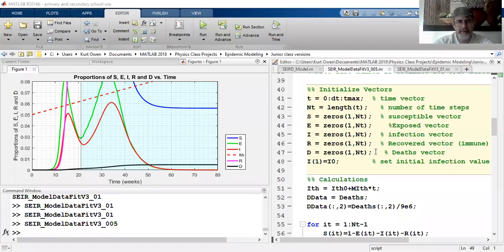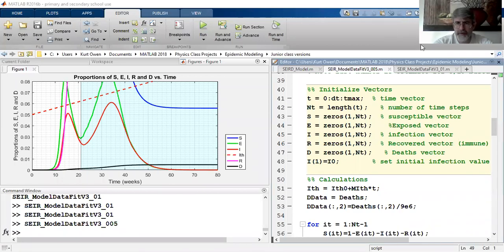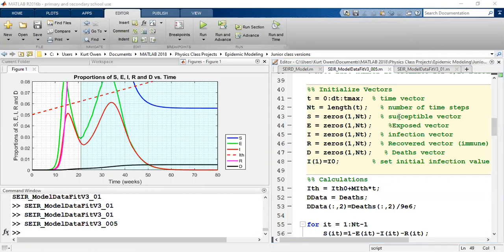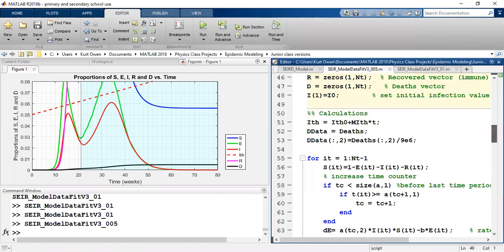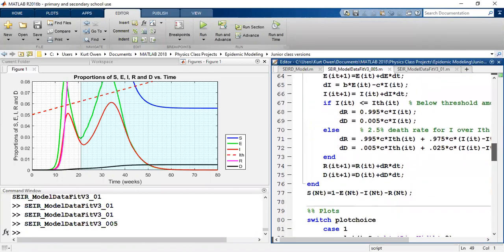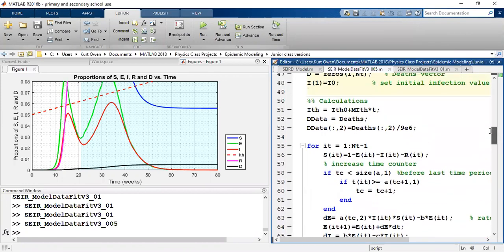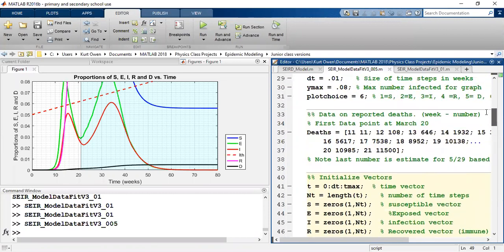I'm going to share my MATLAB screen with you. Okay, so here we are inside of MATLAB. Let me show you some of the things that I've changed in this model. Okay, so we have a matrix. Let's see, where do I have this? For the number of deaths in New Jersey.